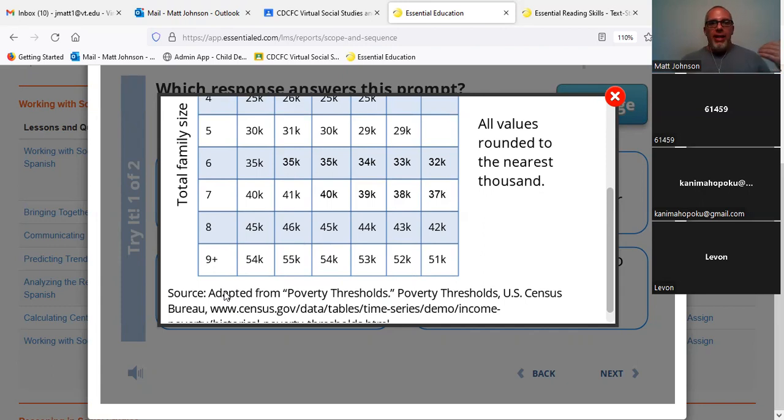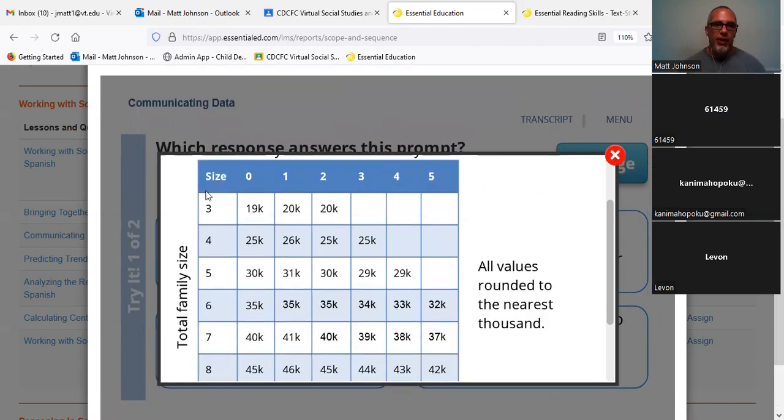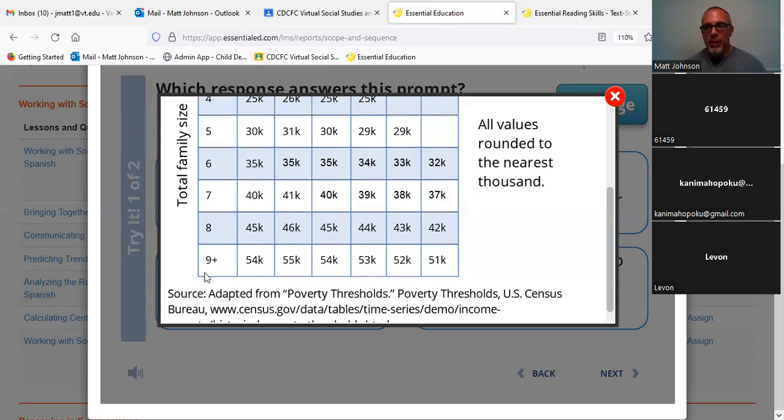But it does increase with the number of individuals in the house, right? So that first number does increase. For 3 people in the household, it's 19,000. If you have 9+ people in that same household, the poverty threshold is $54,000. You need a minimum of $54,000 to meet all of your basic needs for 9+ people living in your household, according to the U.S. Census Bureau. Okay, so that's the information we're looking at.